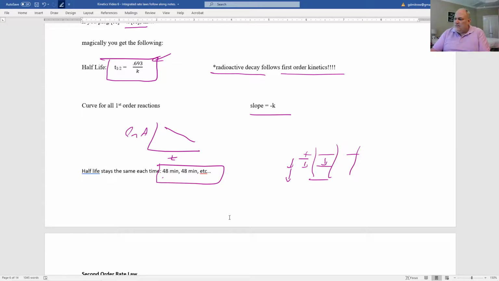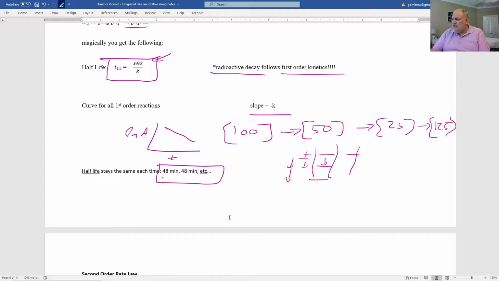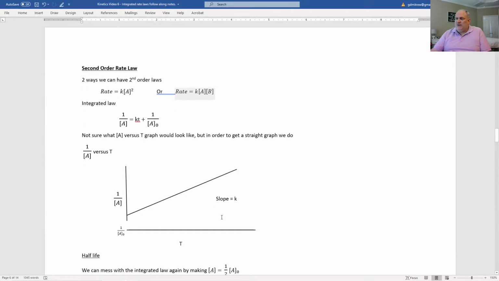So if I had, let's say, a concentration of 100, which is silly, to go to 50, and then to 25, and then to 12.5, each of these concentrations would take the same amount of time. So if it took 5 minutes here, it's going to take 5 minutes here, and 5 minutes here. That is in contrast to what we had for zero order, where each time the half-life would get shorter time-wise. Let's go to second order, and these are a lot weirder.